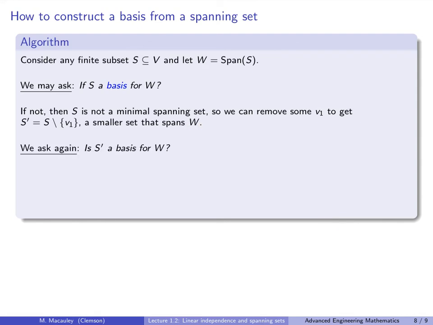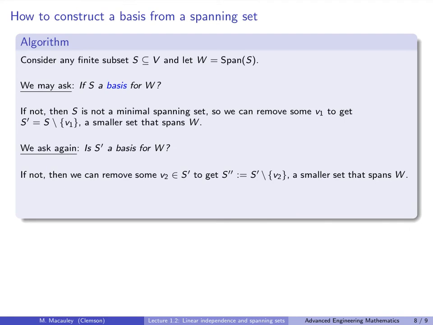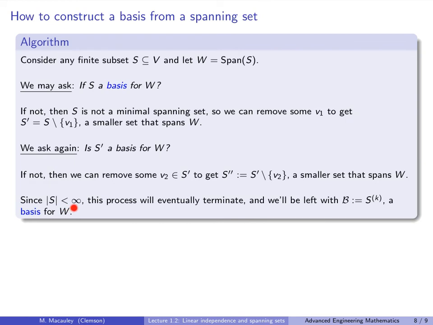So let's do that. Now we ask again, is this new set S prime a basis for W? If not, then we can remove some v2 from this. I'm calling it v2, but it might actually be v3; we can just renumber it. So there is some vector, let's call it v2, that we can remove to get a smaller set, S double prime, that spans W. Since S is a finite set, this process will eventually terminate, and we'll be left with a set, let's call it Sk, the kth iteration, which is a basis for W.